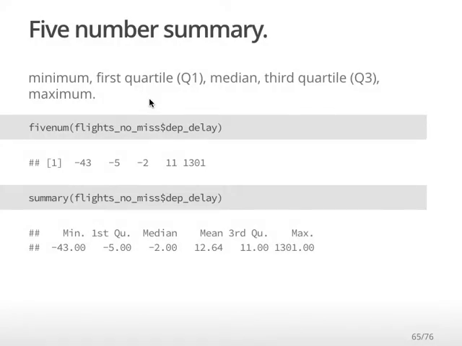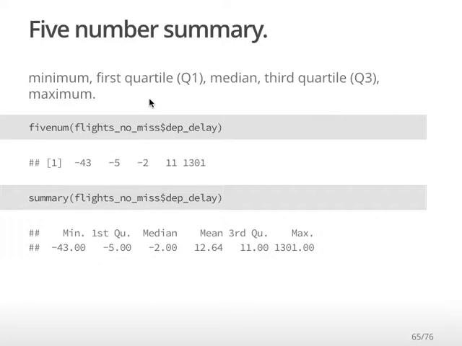Okay. But we can also ask for a 5-number summary, and that's the minimum, the first quartile, the median, the third quartile, and the maximum. So the first quartile is the 25th percentile and the third is the 75th percentile. So minus 43, so 43 minutes early, and I don't want to be on that flight which leaves 1,300 minutes late. So quite a big delay.